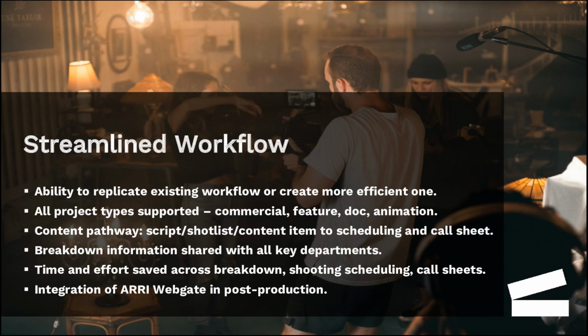You have a script or a shot list or a content item, and you can move forward into scheduling and call sheets as you go. And of course, you have the breakdown information shared across all key departments. We don't like siloed information, detail that can't be accessed by the people who need it. When you create a breakdown in Yamdu, it's a collective experience, and people receive the information that they need to see in real time. Time and effort is saved across the breakdown, shooting schedule, and call sheets.